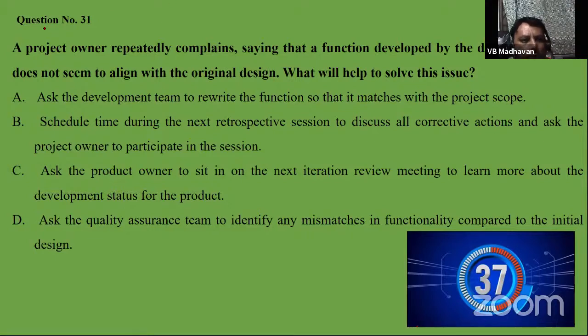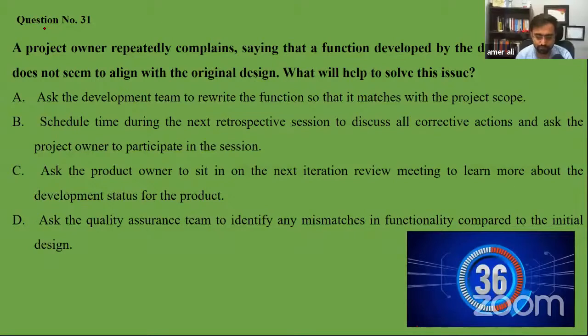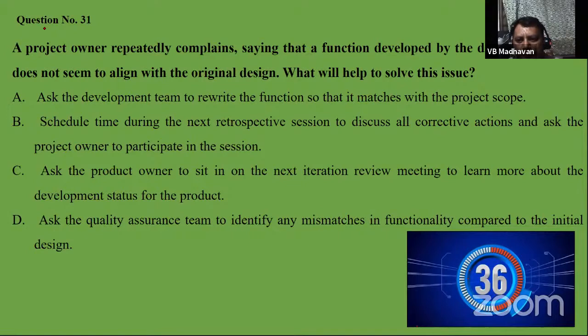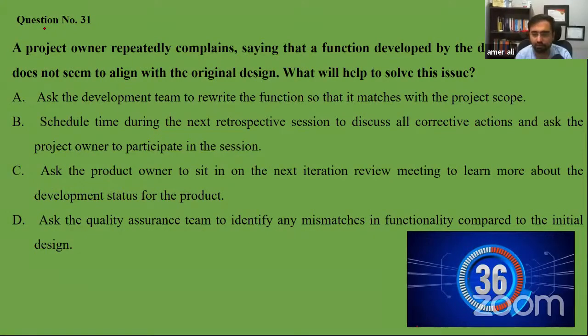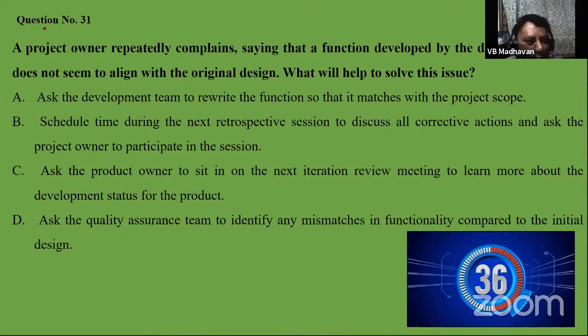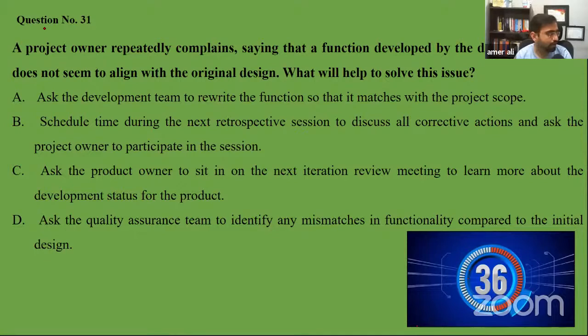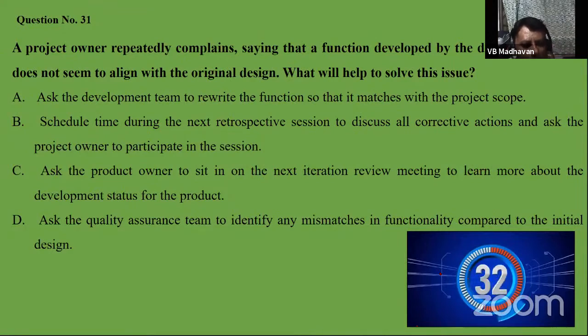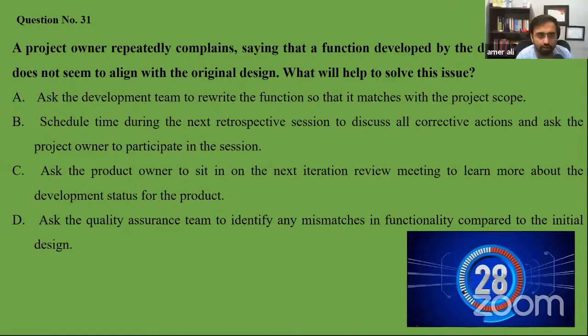Okay. Yes, Madhvan. Ask the development team to rewrite the function so that it matches with the project scope. And why is that so? Why answer A? No, I haven't selected any answer, Amer. I'm still going through the options. Okay. Schedule time during the next retrospective session to discuss all corrective actions and ask the project owner to participate in the session. Ask the project owner to sit in the next. Quality assurance team to identify. Madhvan, we cannot wait more. You need to answer. Okay, I think I will go with the answer D. D for dog? Yes.